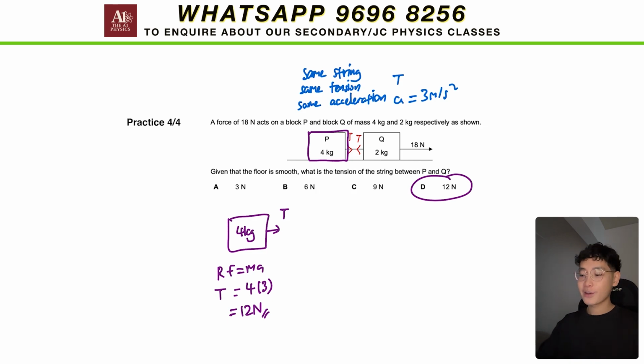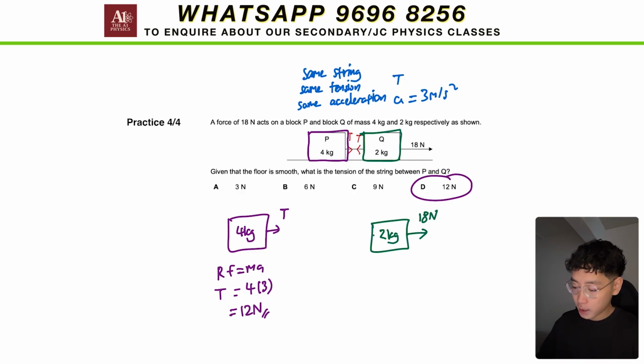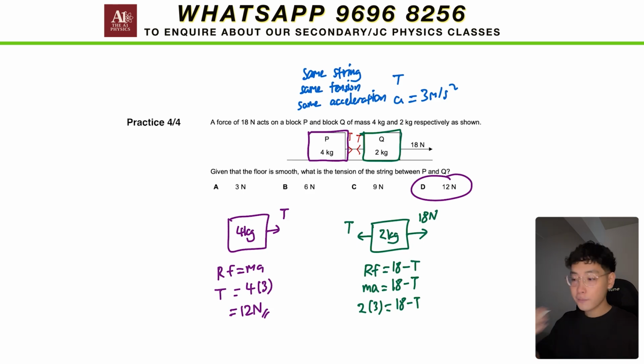It's 12 newtons. Now, just because I'm trying to teach you all the concept, let's try to make a resultant force equation for Q as well. Q is a 2 kg block. There are two different forces acting on Q. Number one is the 18 newtons force, and number two is the tension. So the resultant force on Q is 18 minus tension. So using RF equals MA, we can say that MA equals 18 minus tension. 2 times 3 equals 18 minus tension. And if you solve this equation, you will also get tension equals 12 newtons.